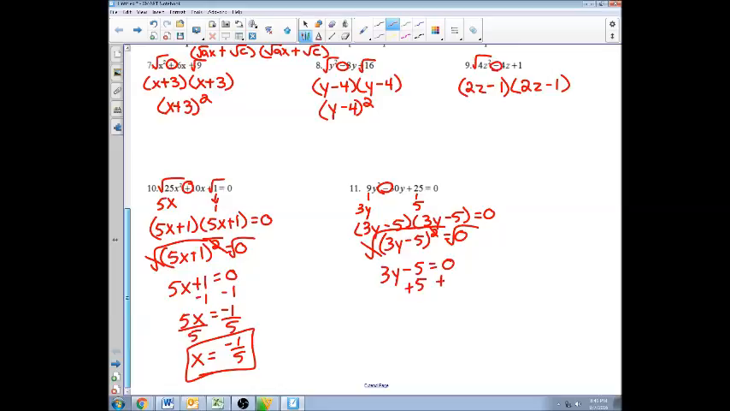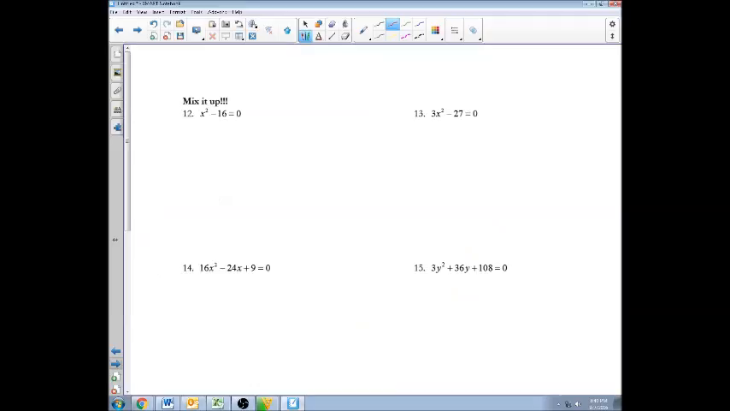Add 5, 3y is equal to 5, divide by 3, y is equal to 5 over 3. All right, let's go ahead and move on to the back. We're going to mix it up here.